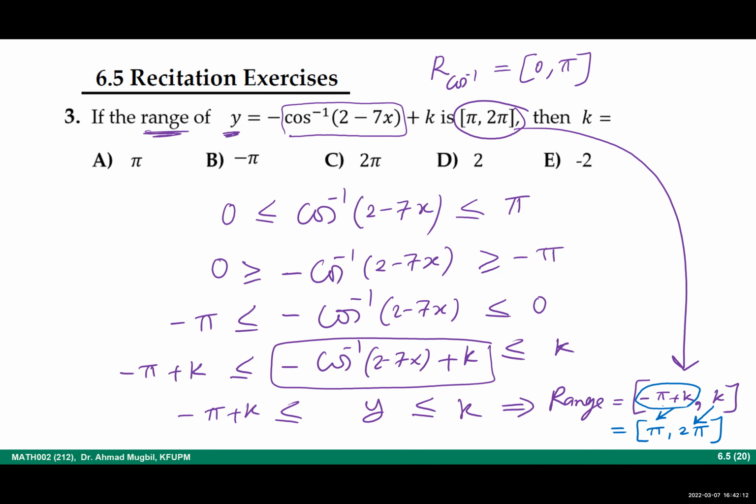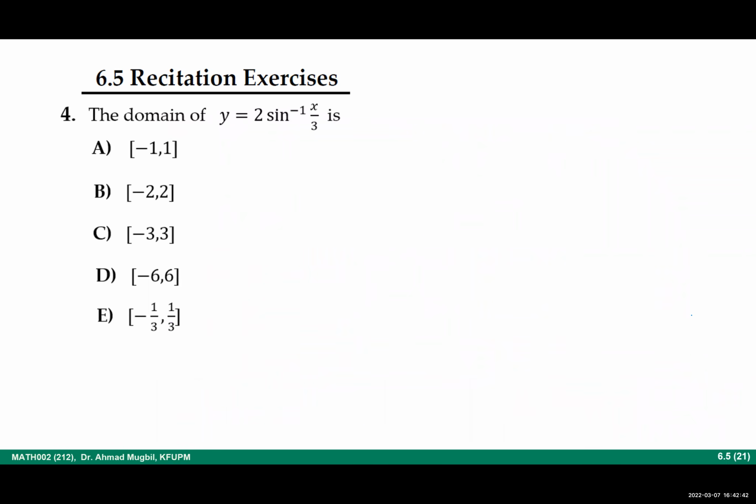Whether you use this one or that one, in both cases k is 2 pi, whether you use the first endpoint or the last endpoint of the interval, the left or the right endpoint. Clear? Okay, when you have the domain, it is natural to build your function and obtain the range of the function. The answer is 2 pi.